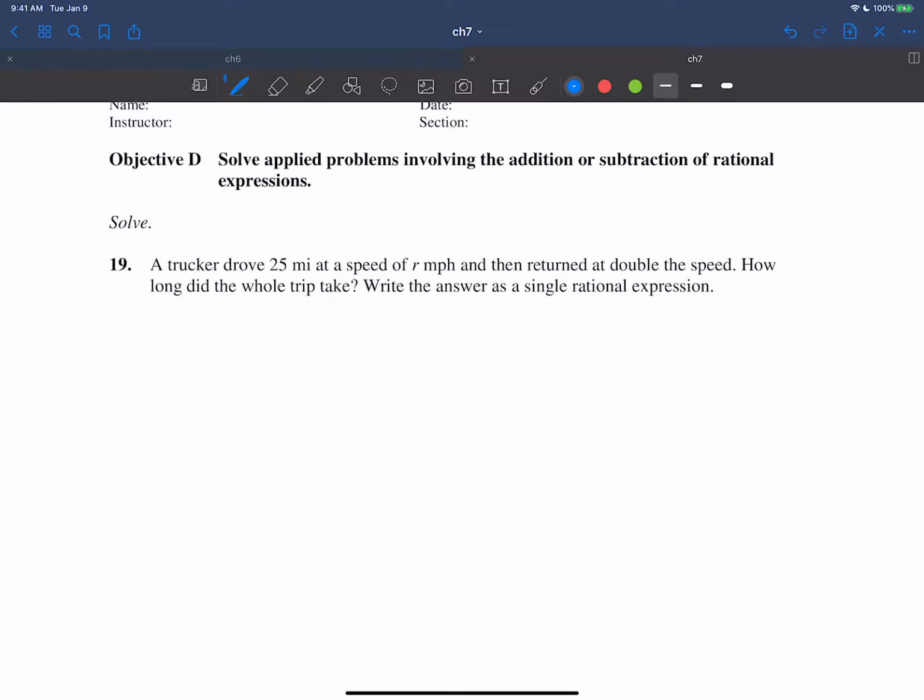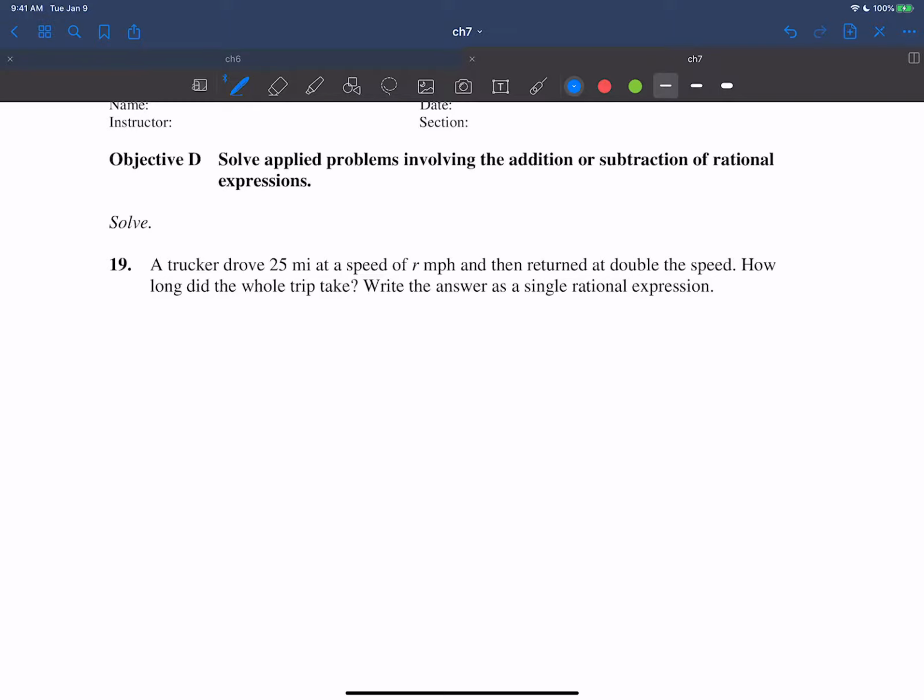Number 19. Number 19 is a word problem. It says a truck drove 25 miles at a speed of r mph and then returned at double the speed. How long did the whole trip take? Write the answer as a single rational expression. So it's talking about the time. And this is a motion problem.